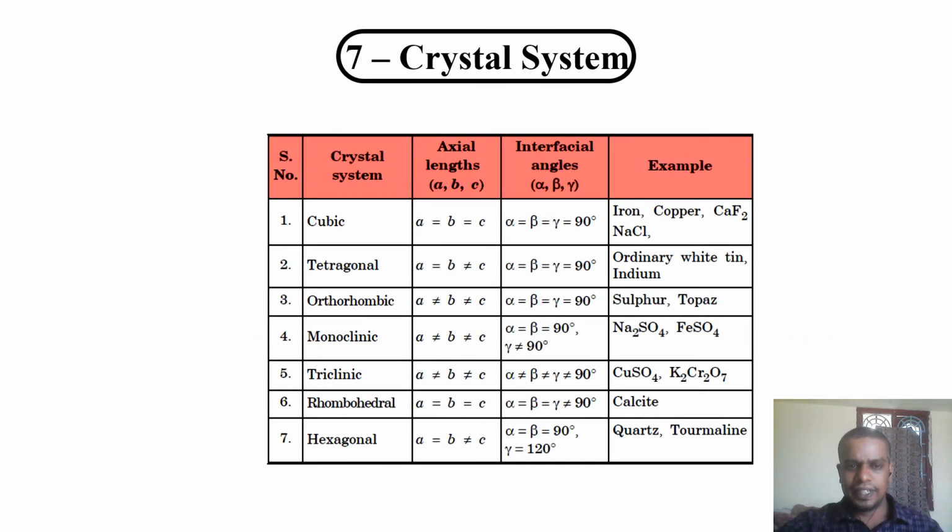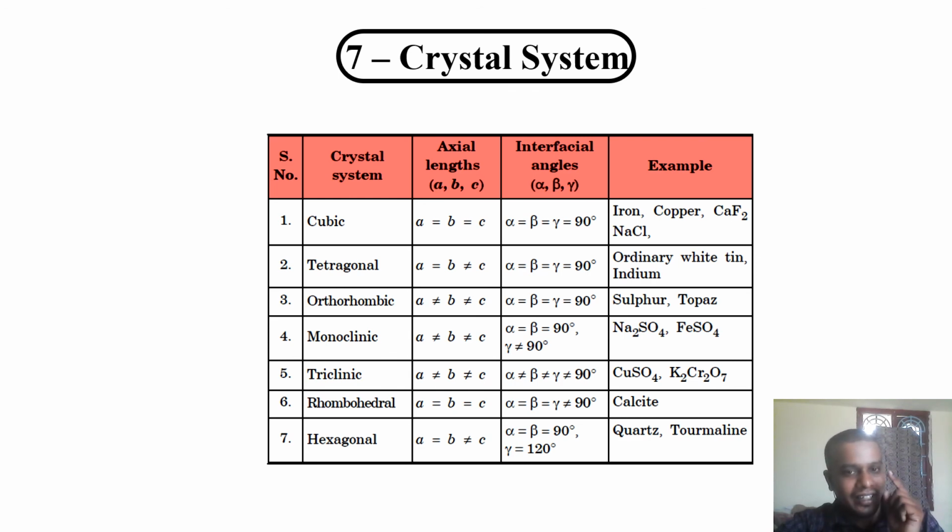Finally, we have given here the seven crystal systems together with examples. Look at the cubic system. The three axial lengths are equal, three interfacial angles are equal, equal to 90 degree. That is a cubic system. Example is given here. The tetragonal, two lengths are equal, already we have seen in the picture, not equal to the other axial length. Three angles are equal to 90 degree. Example ordinary white tin, indium. The orthorhombic, three axial lengths are not equal, but three angles are equal to 90 degree. Example sulfur and topaz.